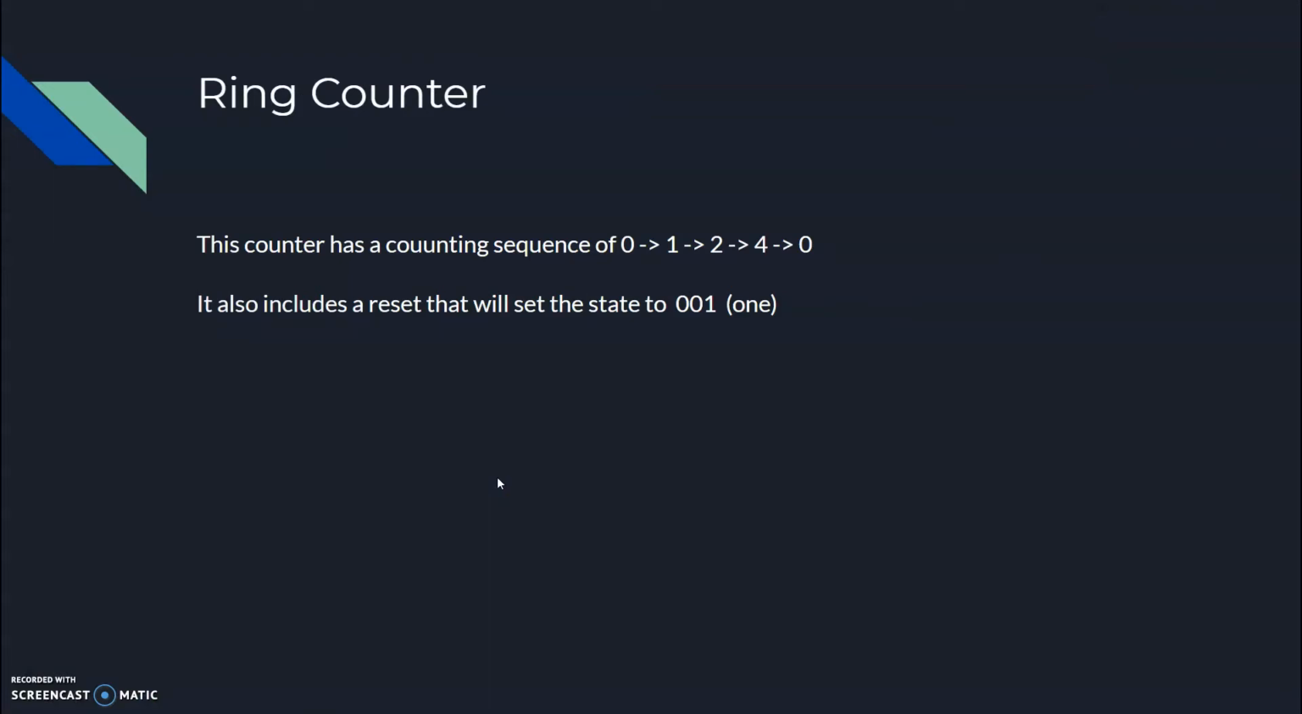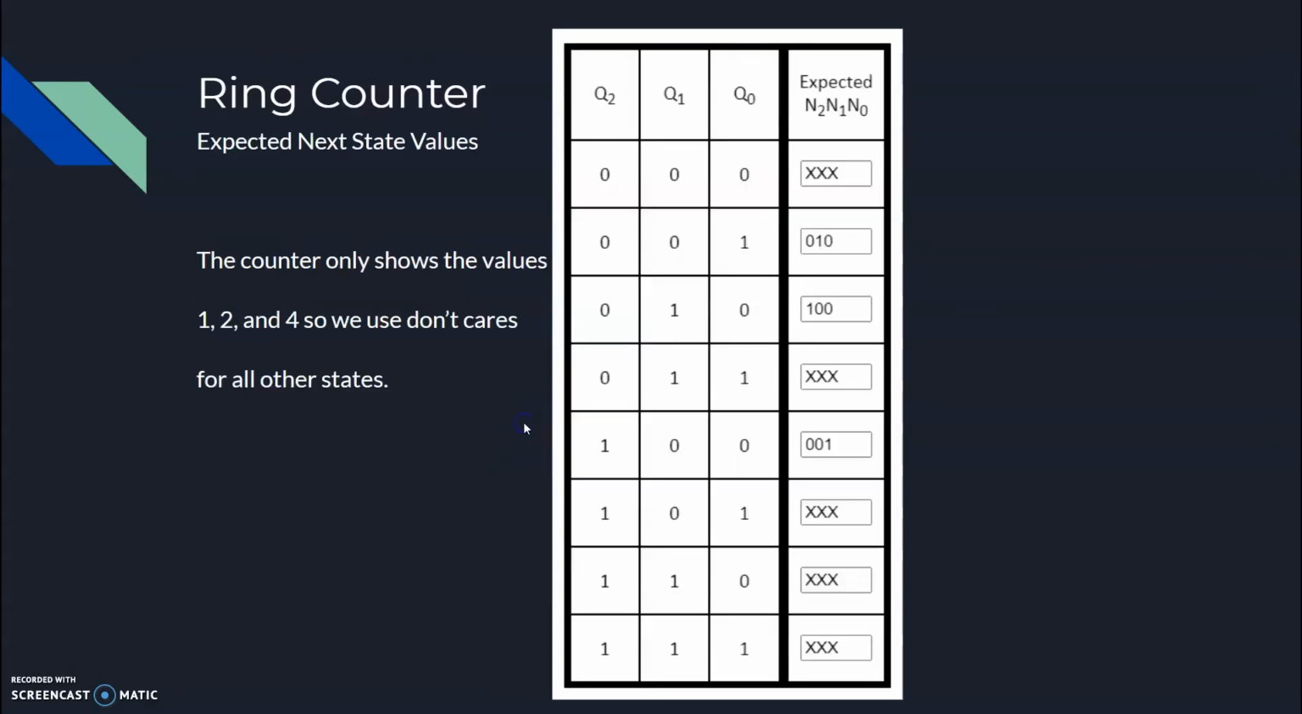The next circuit is a ring counter. This has a sequence of 0 to 1, a 1 to a 2, a 2 to a 4, and a 4 to a 0. It also includes a reset, which will set this state to a 1. Now we are using don't cares for anything that is not a 1, 2, or a 4 because we will not be having any output in those states.